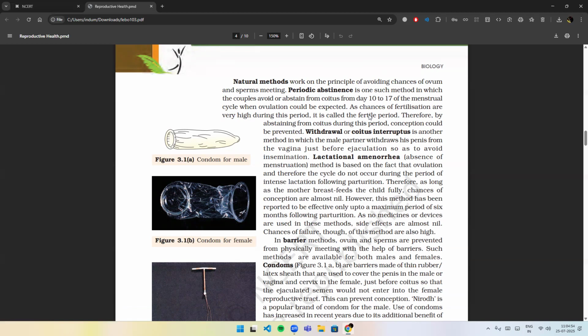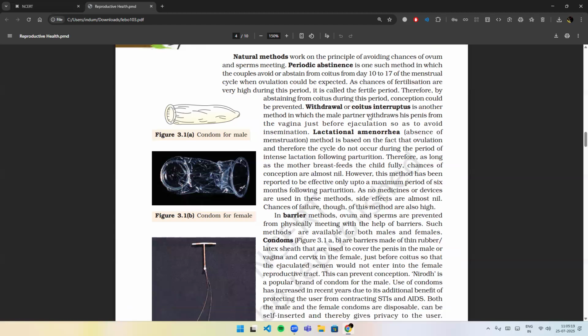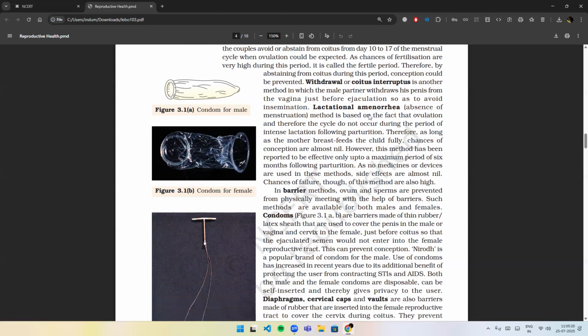Lactational amenorrhea, absence of menstruation method, is based on the fact that ovulation and therefore the cycle do not occur during the period of intense lactation following parturition. Therefore, as long as the mother breast feeds the child fully, chances of conception are almost nil. However, this method has been reported to be effective only up to a maximum period of 6 months following parturition. As no medicines or devices are used in these methods, side effects are almost nil. Chances of failure, though, of this method are also high.